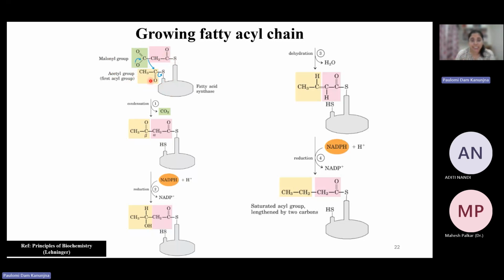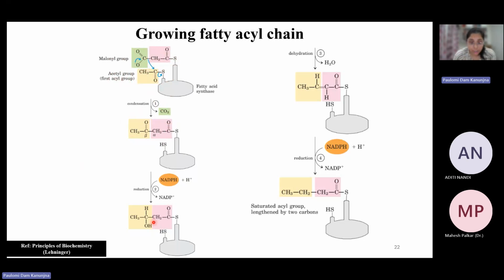What is the first thing that takes place between these two in close proximity? There is condensation, and you have this green group removal. So what happens is this group attacks this acetyl coenzyme A, and this gets transferred to this chain. So this entire thing moves to this acyl carrier protein. Okay. So this is the first thing that takes place. Your acetyl group is attached with the other group of the malonyl group. Okay. Now this is your first step.